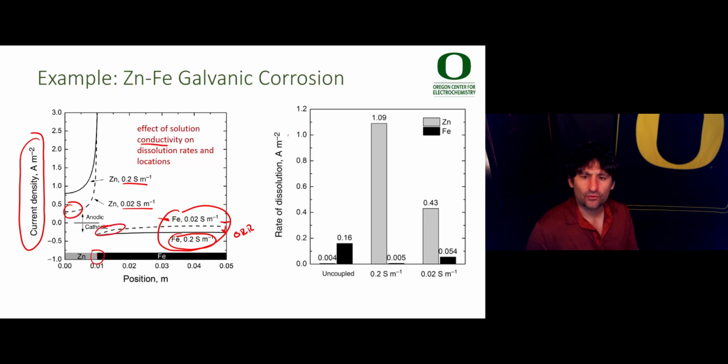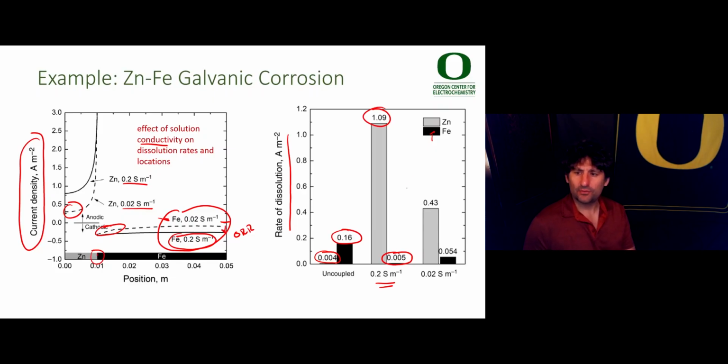Now we can also look at the rate of dissolution. This is kind of interesting. So if you look at the rate of dissolution of these two metals uncoupled, for example, a piece of zinc and a piece of iron, you'll find that the rate of zinc dissolution uncoupled is actually very small. And that's because zinc will typically passivate, and iron will dissolve at this rate. Now, when we couple them in the high conductivity electrolyte, what you find is you dramatically lower the dissolution rate of the iron, while dramatically increasing the dissolution rate of the zinc.